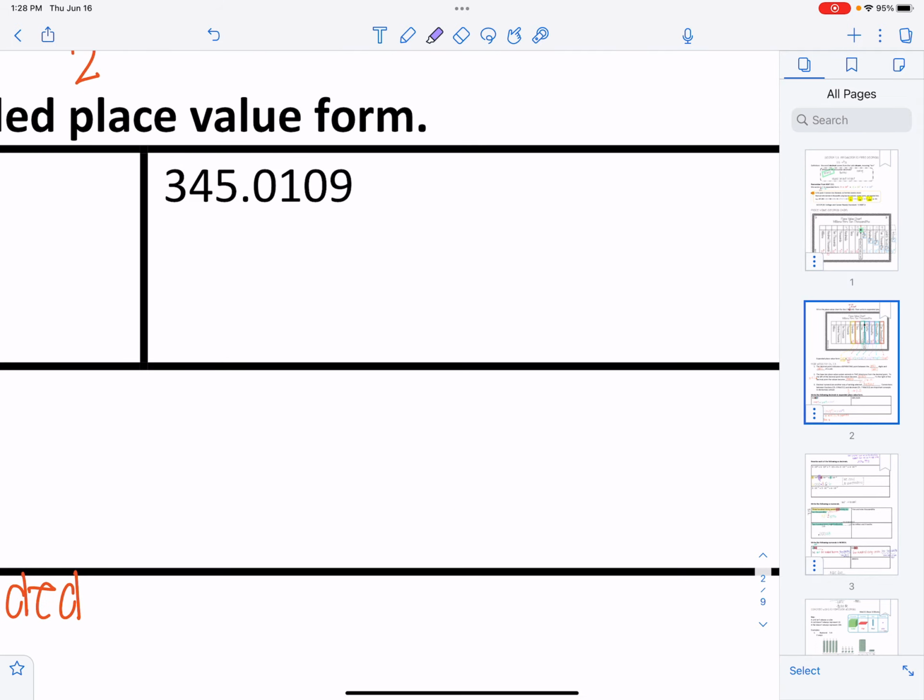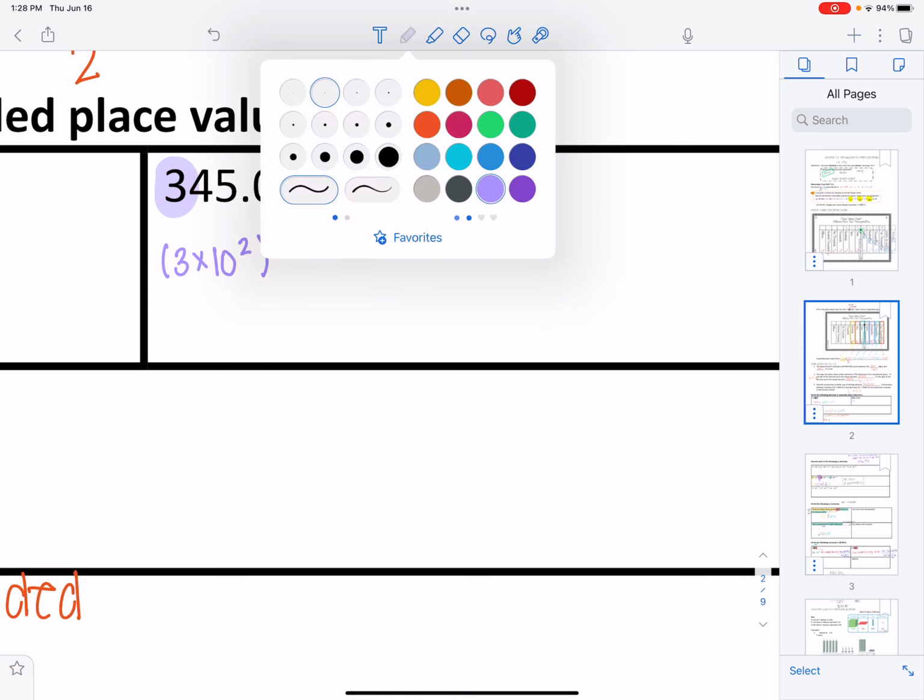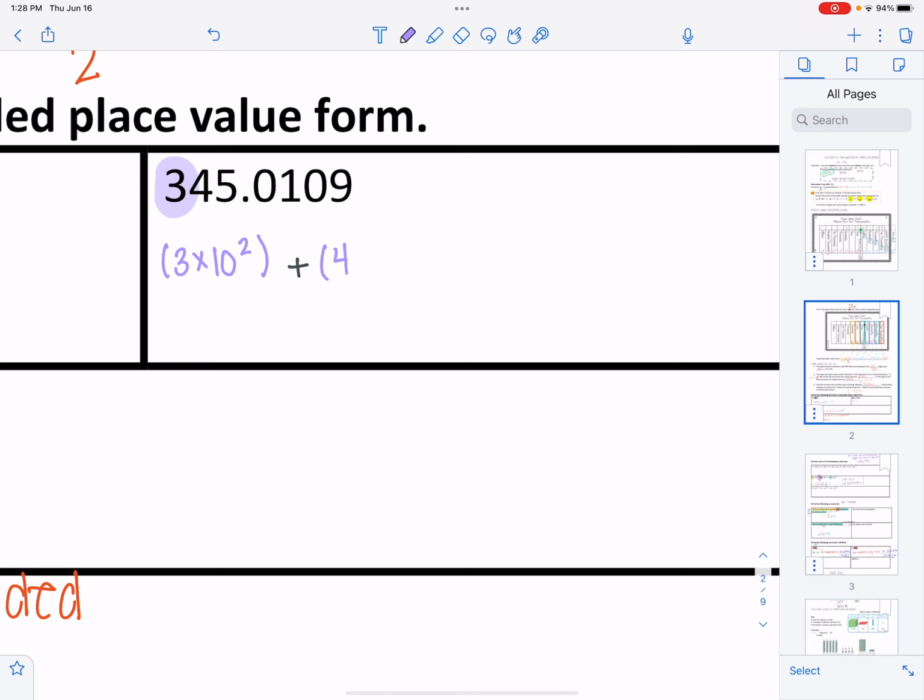So that 3, because it's in the hundreds place, is going to be 3 times 10 to the second, plus the next digit, 4, is going to be 4 times 10 to the 1, or just 10, plus the 5 in the ones place. We don't have to write that as 10 to the 0 because 10 to the 0 is 1, so we're just going to leave that as plus 5. So that takes care of those digits to the left of the decimal. Those are all going to be our positive numbers.